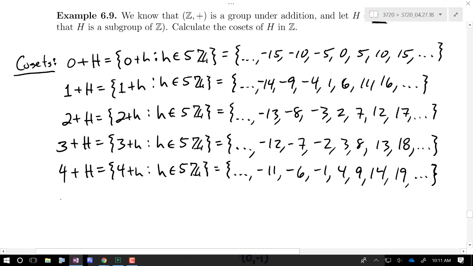What happens when I now find the 5 coset of h? It's the same as the 0 coset. Right, if I take a multiple of 5 and I add 5, I'm going to get another multiple of 5. And so these right here, these are all the cosets. There are 5 cosets of h.